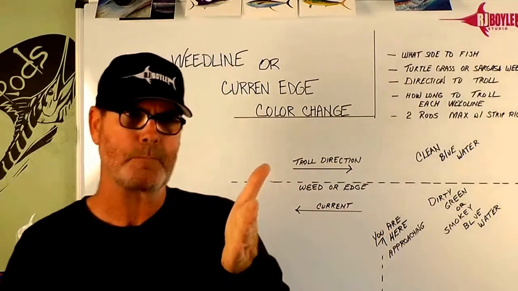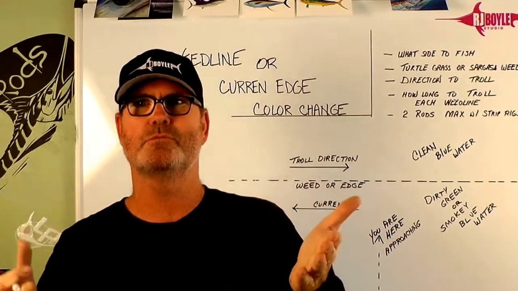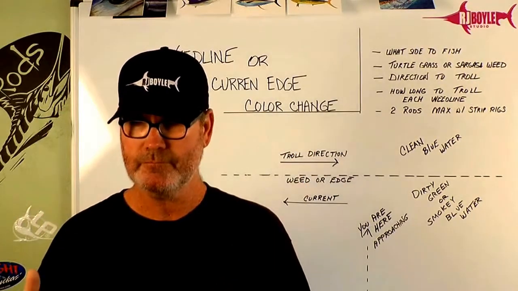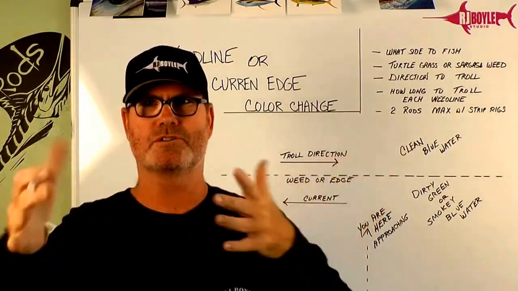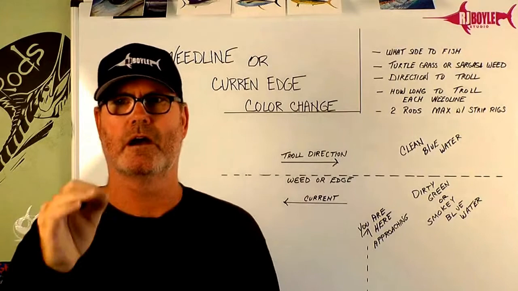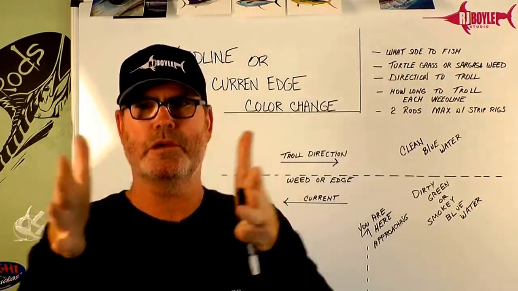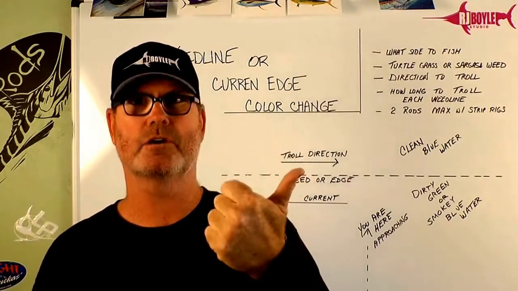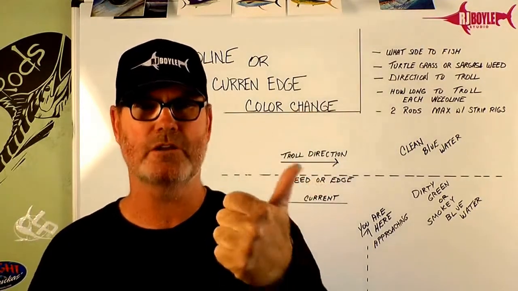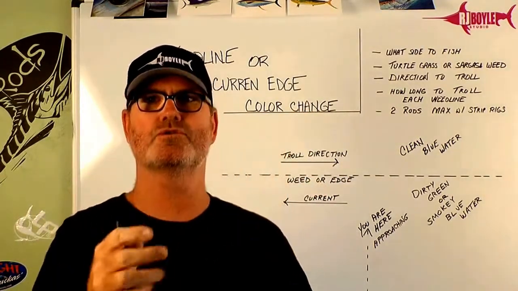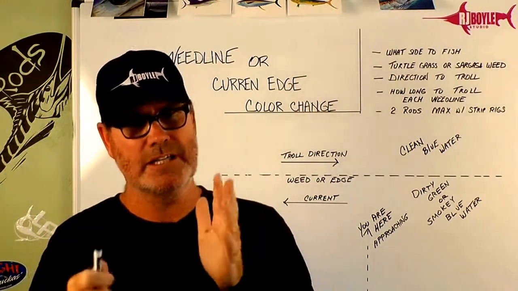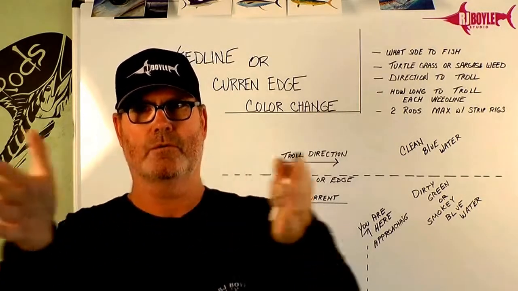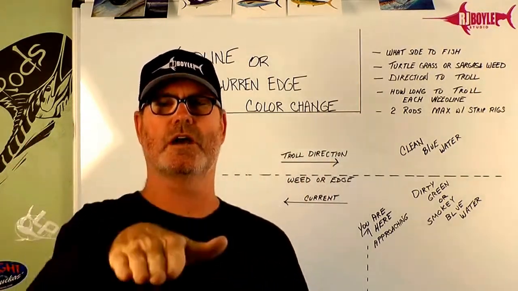Now, the simplest current edge being green water on one side and blue on the other, where we're going to get into what side you should troll, but understanding that edge, or where those two pieces of water come together, that's again probably going to be a current change, a temperature change, and at times that's where your food source is.